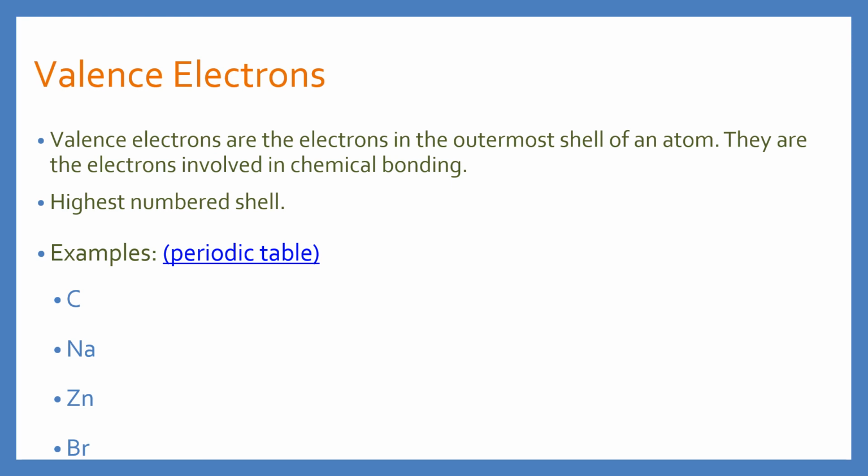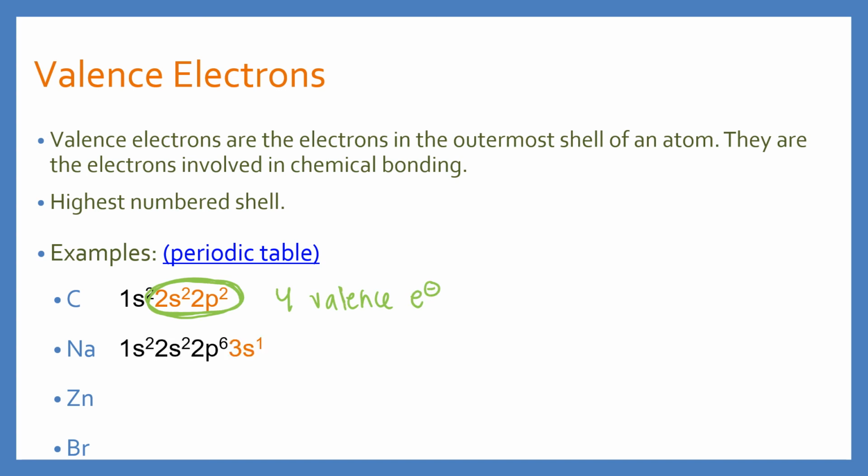So for example, if we look at the electron configuration of carbon, the highest shell is the second shell. So the valence electrons are all of the electrons that are in that shell. So 2s2, 2p2, carbon has 4 total valence electrons. The shorthand for electron is e-, so you're going to see me use that a lot. Looking at sodium, its highest numbered shell is 3, so the valence electrons are the electrons in the third shell. Sodium has 1 valence electron.